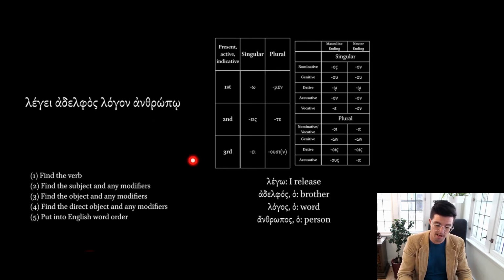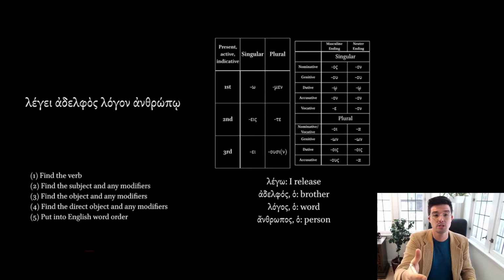And then over here, I have given you different helps. Parsing helps for the present active indicative endings, and then the different case endings in the second declension, as well as the vocabulary here. So go ahead and pause the lecture and see if you can write down a translation of this Greek sentence here.